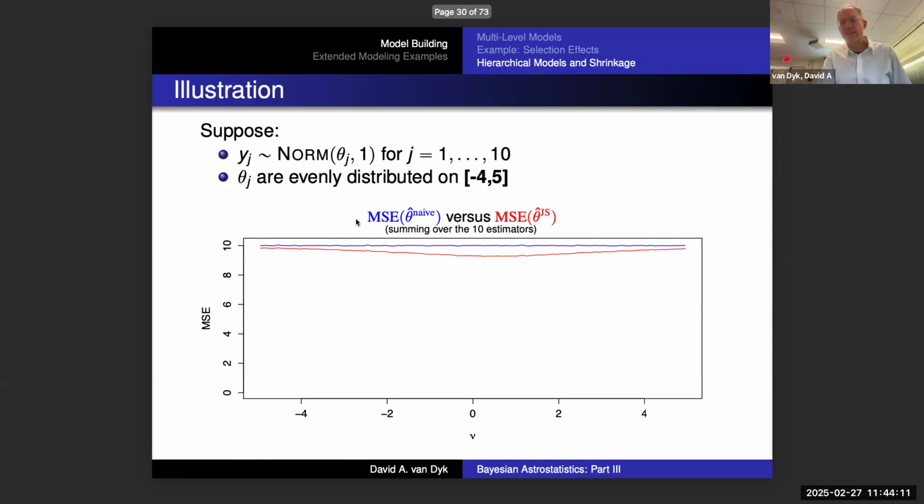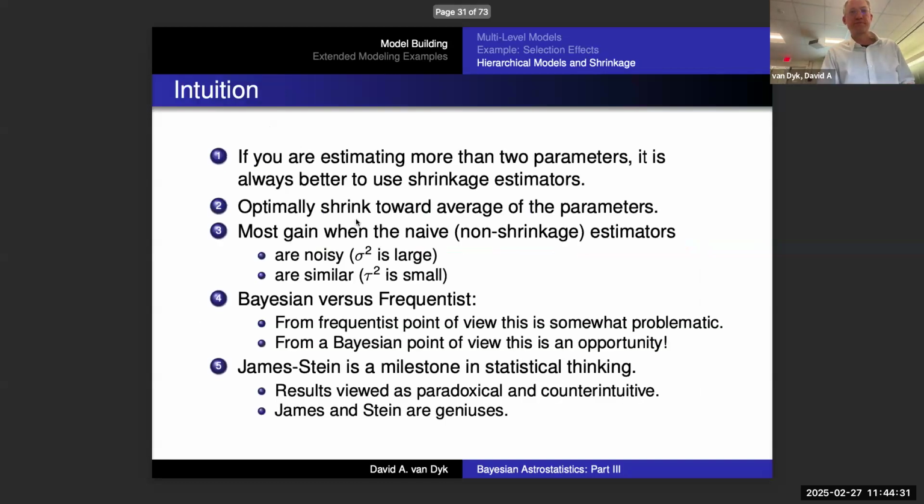And if that's not the case, now I have the true values evenly distributed between -4 and 5 over this whole range, then shrinking towards this value doesn't help me very much at all. So if I know the population is homogeneous, these shrinkage estimators tend to help a lot. But if it's not homogeneous, it tends not to help so much.